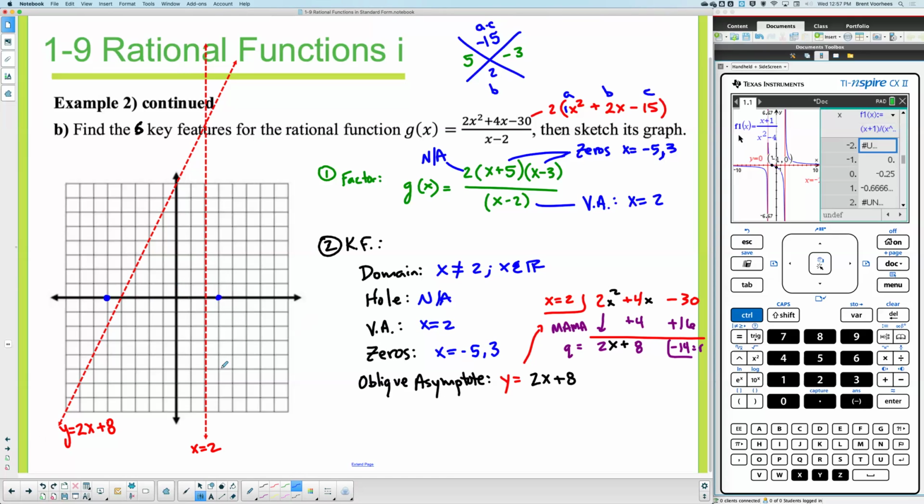Now, since this is only one vertical asymptote, it's only 2 pieces. I now know how my pieces are going to look. Oh, I need to do my y-intercept. I have not done that. Sorry, y-intercept. We plug in 0.